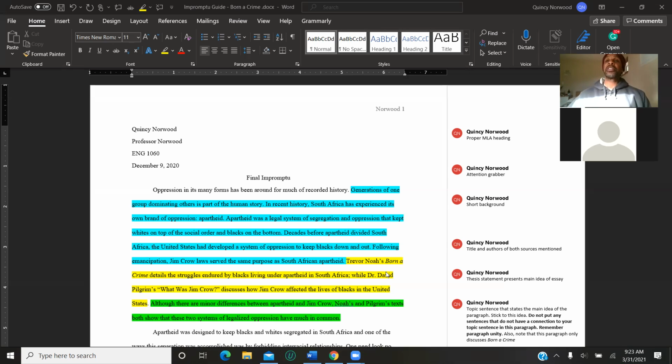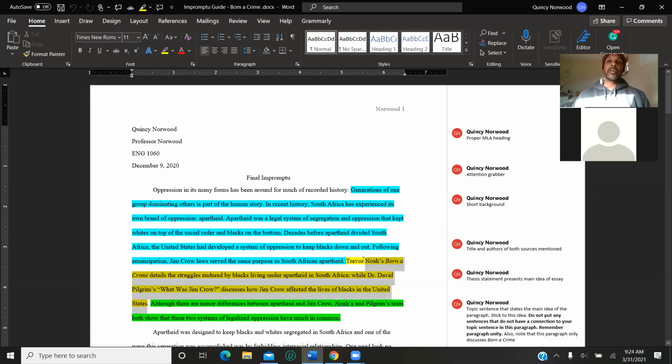We're just introducing ideas in our introduction paragraph, but our body paragraphs are where we go into detail. That's when we start including specific examples. So if you notice in this intro, title, author of both, and just a brief synopsis, it's one sentence. One sentence.